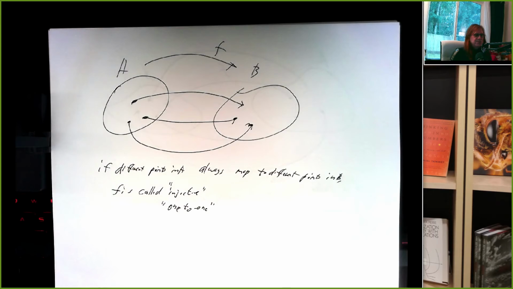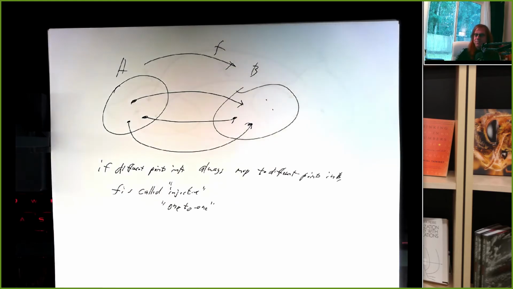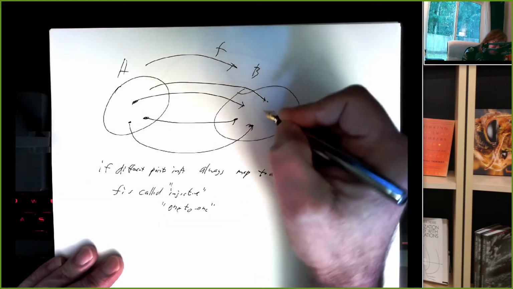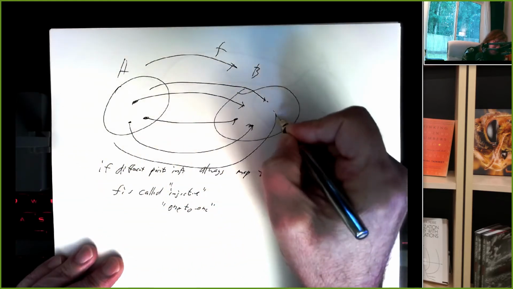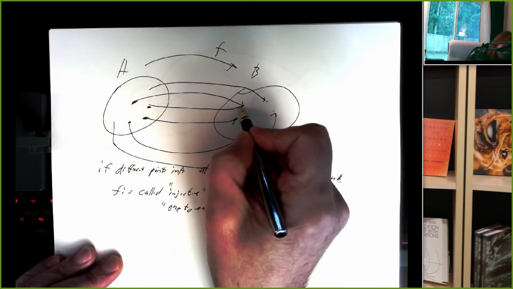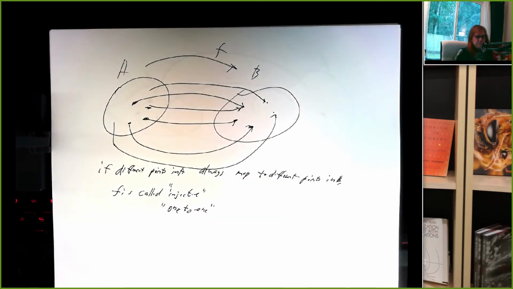And injective and surjective are more or less unrelated, right? I could still have other points over here that aren't mapped to, and my function might still be injective. Or I might map to every point, but my function is not injective because these two different points map to the same point.